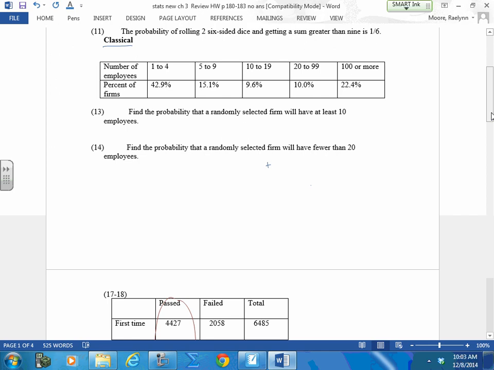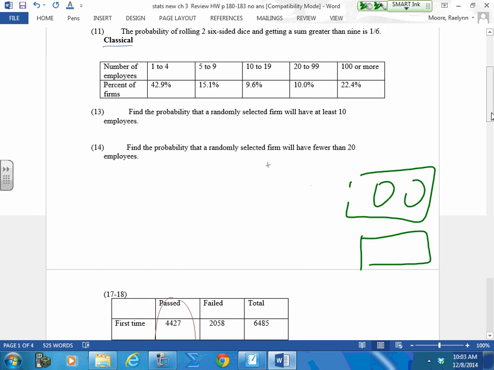Yes, they are. Mutually exclusive means they have nothing in common. It means you can't be both at the same time. That's your Venn diagram that does this and this. If they're not mutually exclusive, they overlap; they have something in common. So, in this category, can your number of employees be 1 to 4 and 10 to 19 at the same time? No. They're mutually exclusive. They're independent of each other.